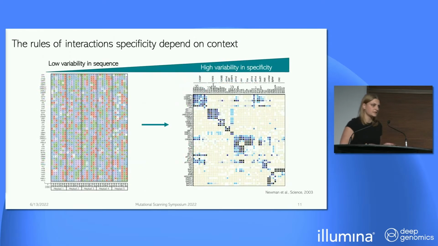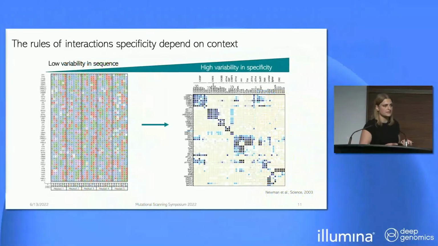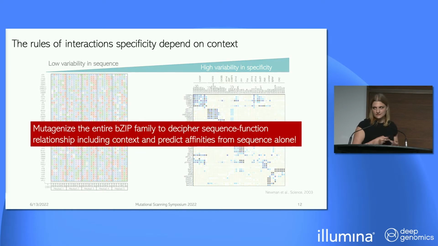These general rules of specificity, however, are not that general after all, because they highly depend on context. And if we compare the variability in sequence with the variability in specificity, we see that there is a much higher variability in specificity. And we cannot really predict this from the low variability in sequence based on these simple rules of specificity that we know. Because these rules were actually determined by studying single model BZIPs, such as Fos and Jun, and didn't look at the entire picture. And therefore, we believe that only by mutating the entire family can we really decipher the sequence-function relationship, including the context, and predict the affinities from sequence alone.